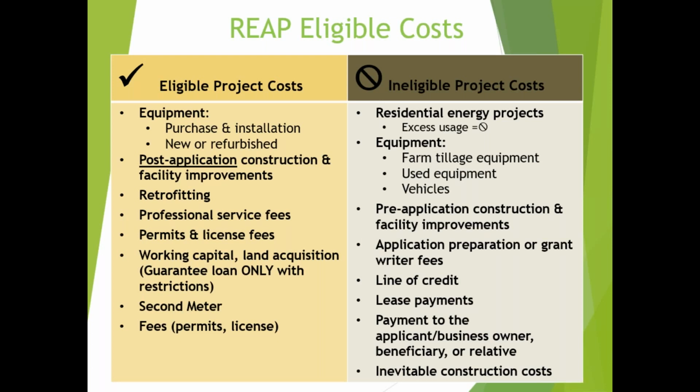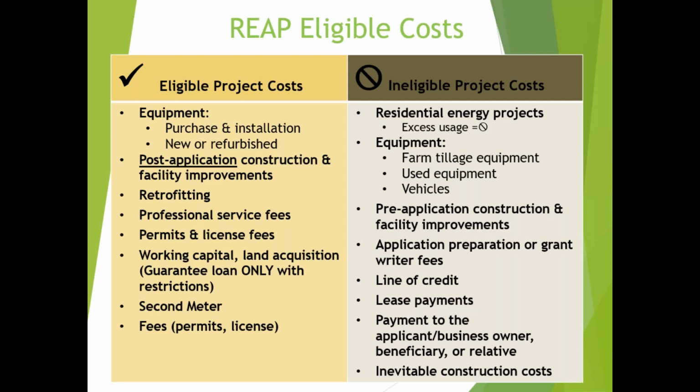I will say that the Center for EcoTechnology offers free application assistance to rural small businesses and farms, so if people need help filling out these forms, we can do that. Lines of credit, not eligible. Lease payments or payment directly to the business owner or beneficiary relative, and then ineligible construction costs.